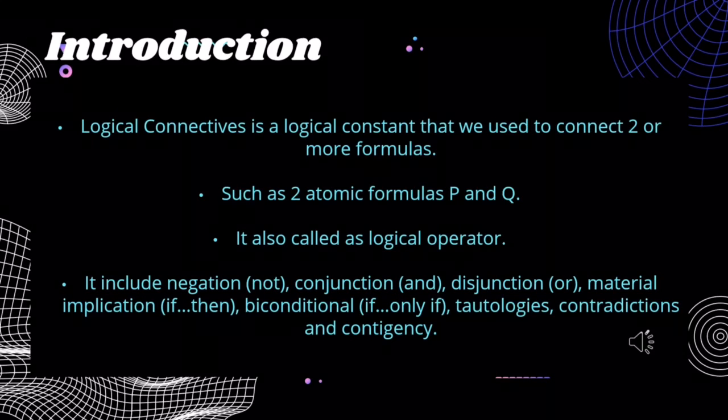It's my turn to explain what logical connectives mean. Basically, a logical connective is a logical constant that we use to connect two or more formulas, such as two atomic formulas P and Q. Logical connectives are also called logical operators. They include negation, which is not, conjunction, which is and, disjunction, which is or, material implication, which is if and then, and also biconditional, tautologies, contradictions, and contingency.